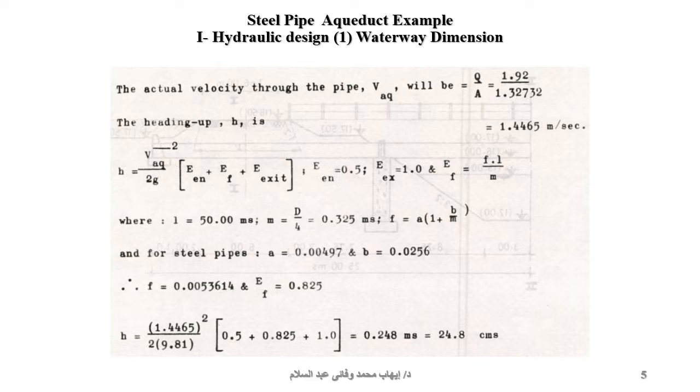For a check for heading up, we have equations. We have entrance coefficient 0.5, friction 4 f small l over m, L is about 50 meters, m equal d over 4, f the correction there is low for this. We have A and B due to steel pipe. We arrived that sum of F equal 0.825, and then check for heading up. It's about 24.8 centimeter.